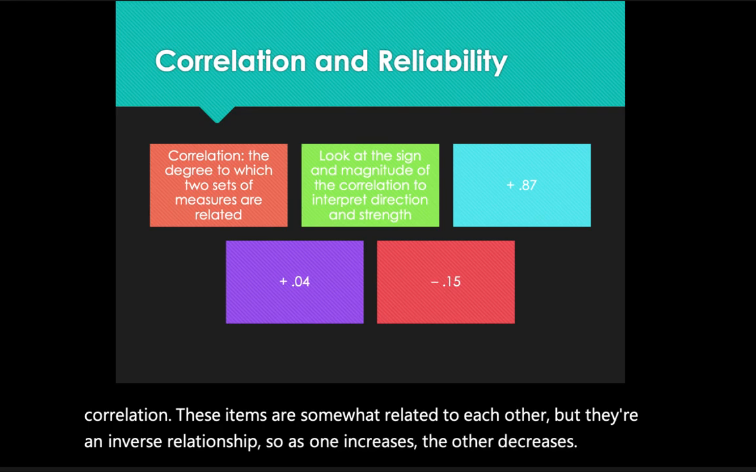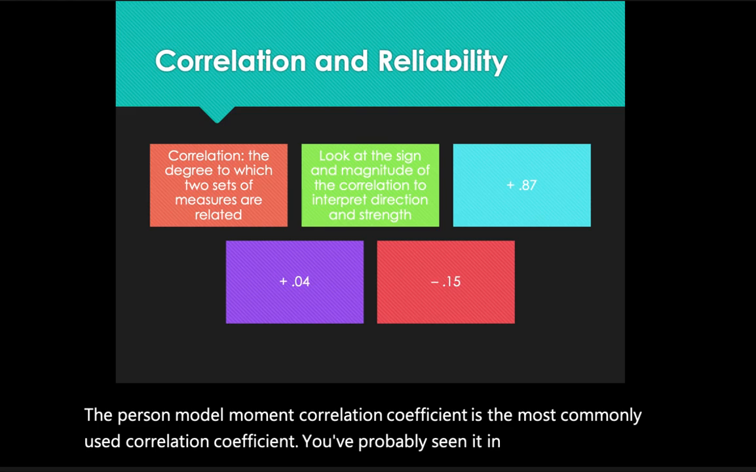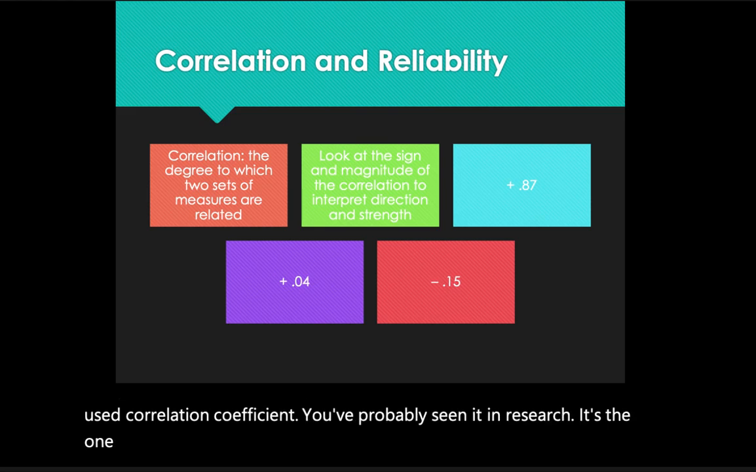The Pearson product moment correlation coefficient is the most commonly used correlation coefficient. You've probably seen it in research. It's the one represented by a lowercase r.